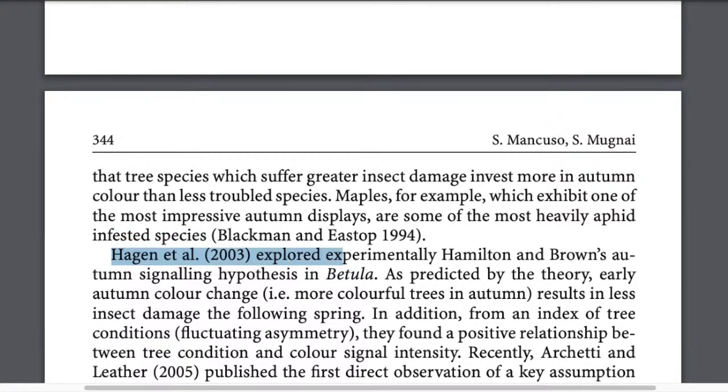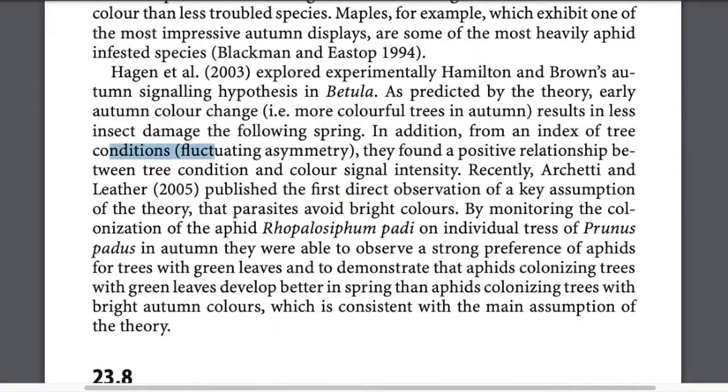Hagen et al. explored experimentally Hamilton and Brown's autumn signaling hypothesis in Betula. As predicted by the theory, early autumn color change results in less insect damage the following spring. In addition, from an index of tree condition, fluctuating asymmetry, they found a positive relationship between tree condition and color signal intensity. Recently, Archetti and Leather published the first direct observation of a key assumption of the theory, that parasites avoid bright colors.